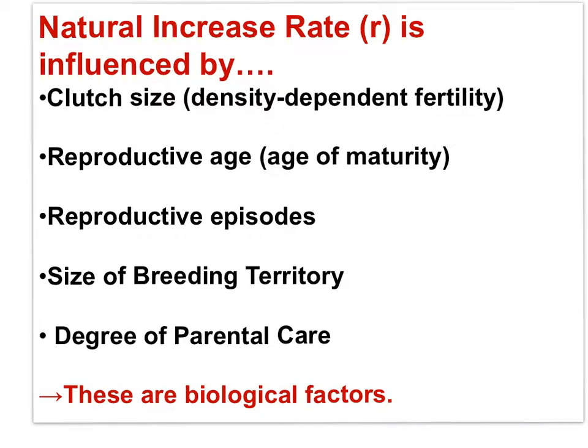Natural increase rate is influenced by the size of the breeding territory. Some species can defend huge areas to support their needs, like the tiger, while others cannot defend such large areas. And lastly, natural increase rate is influenced by the degree of parental care. Some species lay their eggs and never return to care for their offspring, such as jellyfishes, while other species care for their young for many, many years. Now, these are the biological or internal factors that influence the size of the natural increase rate for a population.